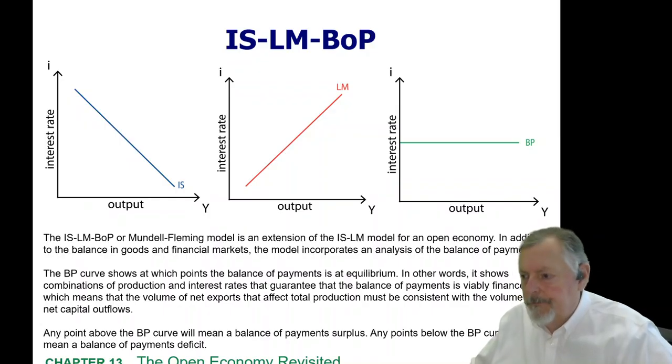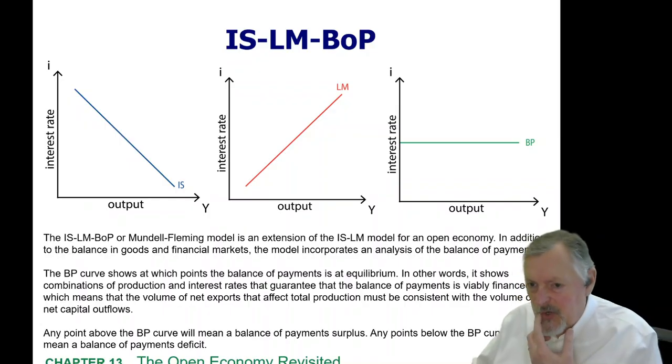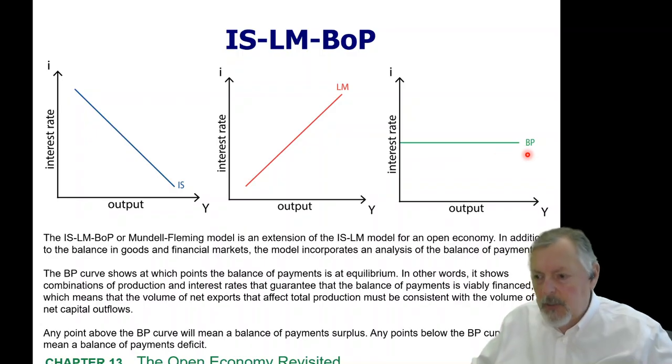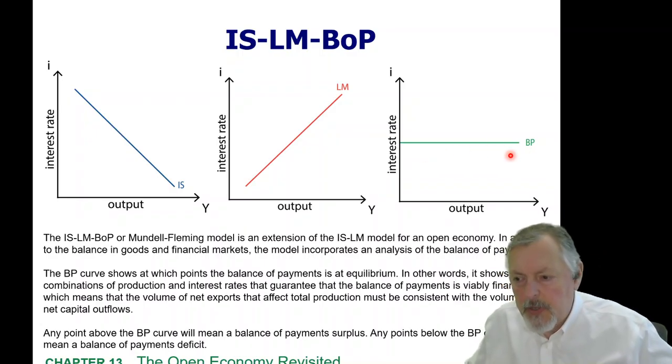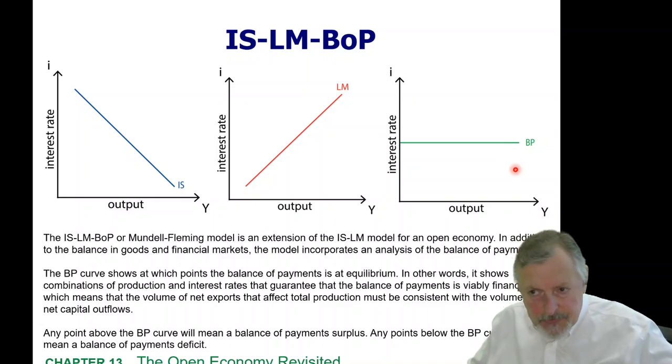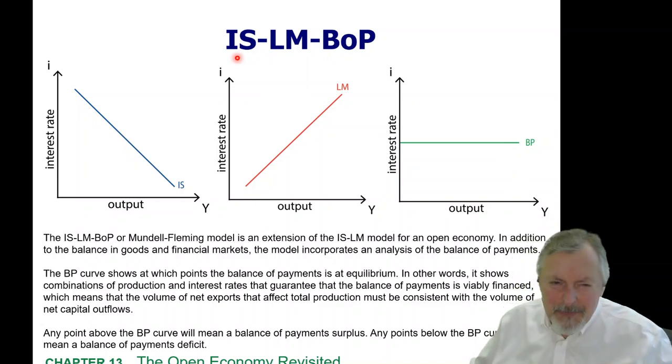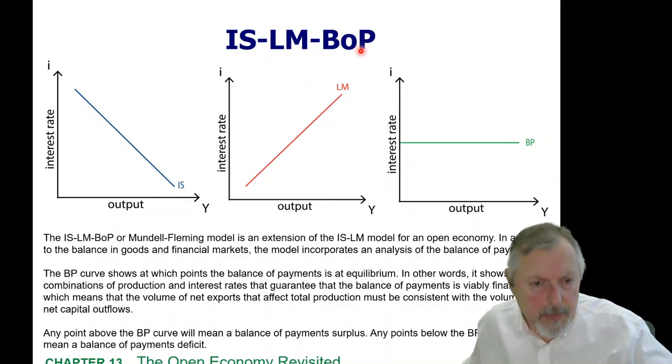Mundell-Fleming fixes that by including a third curve here, showing all the possible points of equilibrium in your country's balance of payments. This is why sometimes this is called the ISLM BOP model.